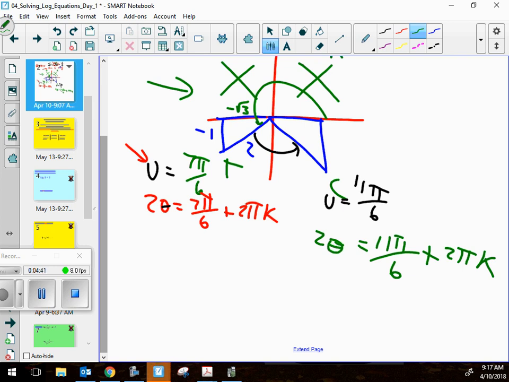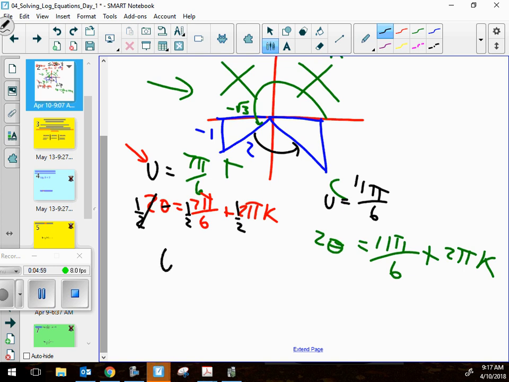Well, a period of tangent is different. Tangent would have just been pi k, not 2 pi k. All right. And so now, the 7 pi over 6 plus 2 pi k needs to, unfortunately, get more complicated because I have to multiply everything by a half. A half and a half.